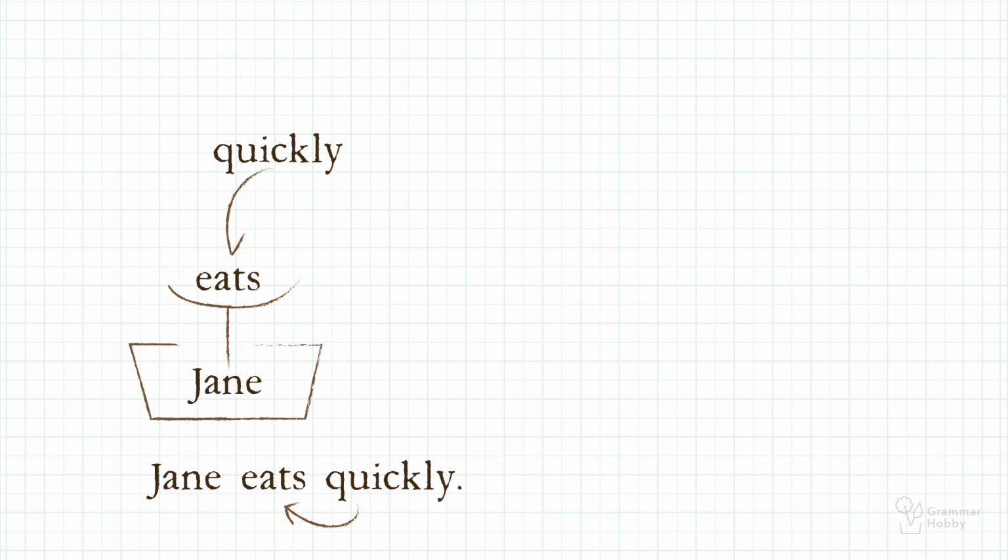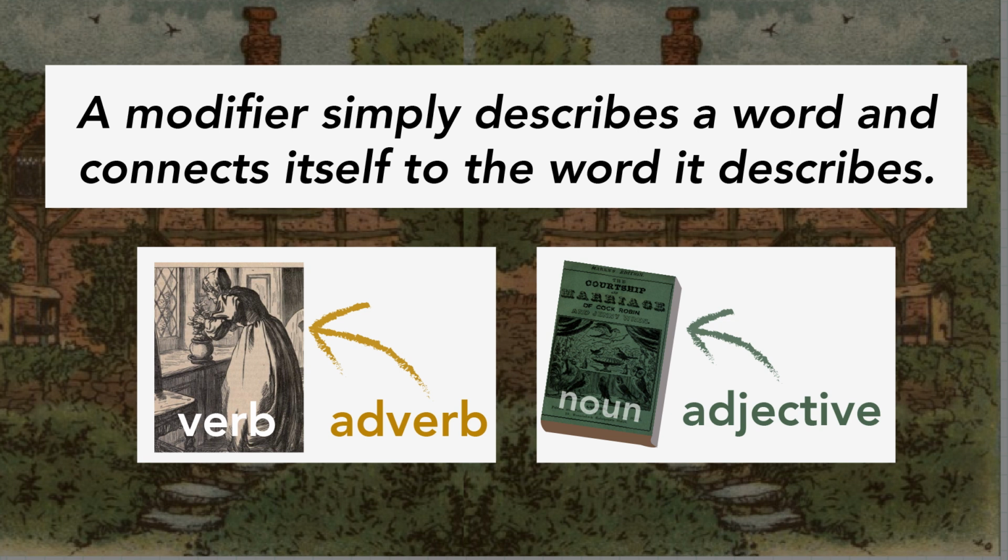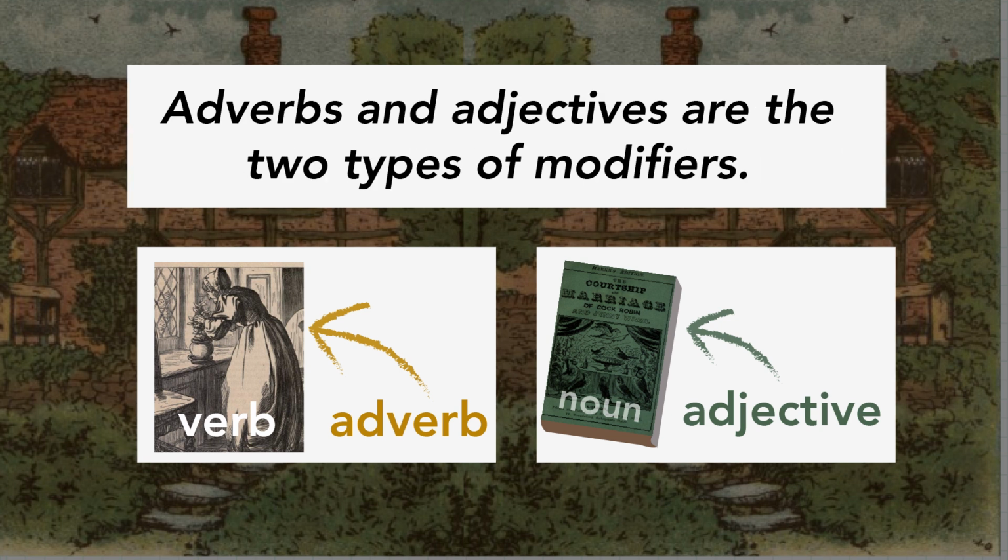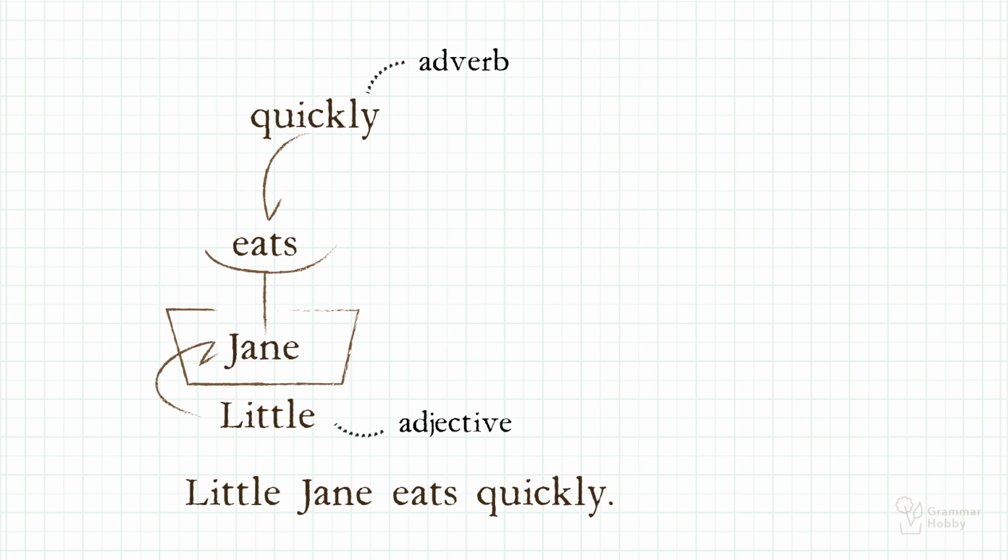This process makes it very easy to visualize how adverbs simply point to or connect to the words that they describe. A modifier simply describes a word and connects itself to the word it describes. Adverbs and adjectives are the two types of modifiers. If we want our sentence to have adjectives, we just need to find nouns in it and describe them. For example, little Jane eats quickly. Try to add the adjective in your drawing.